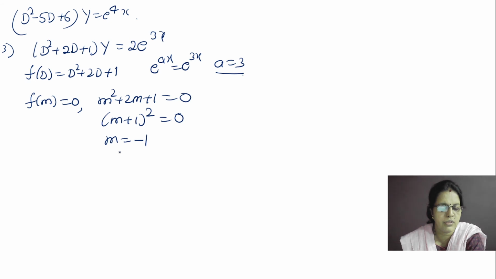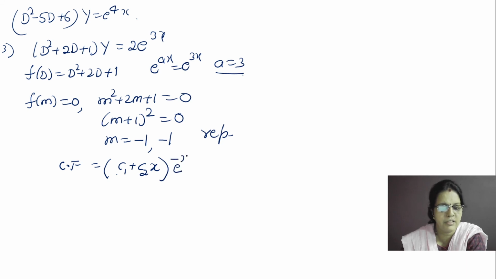We should not stop here. We have to write it 2 times. Minus 1 is a root. So for the complementary function, we have to take the constants like this, c1 plus c2x, since the root is repeated. The root is repeated now. So we have to take the constants like this, c1 plus c2x into e power mx. Both are the same, minus x.